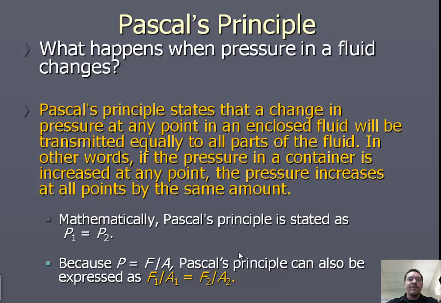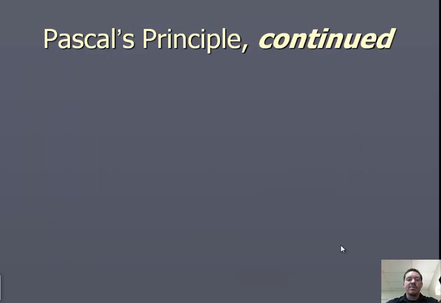So earlier in the video we said pressure equals force divided by area. So Pascal's principle can also be expressed by substitution, that a force over one area is equal to a force over a second area. So that's where we get this F1 divided by A1 equals F2 divided by A2. This is a direct relationship which we can plug into some calculations later and solve for some problems.